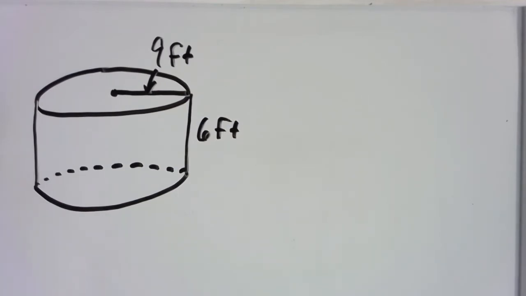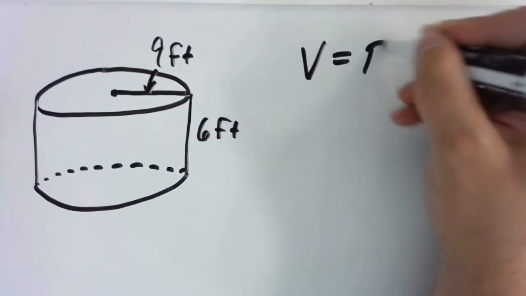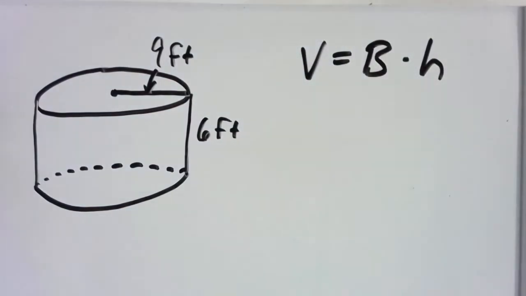And if I need to find the volume of this, the real world reason why I might need the volume is maybe I need to know how much water is going to be in this. Or if I was filling it with, I don't know, a ball pit or something like that. All right, well, just like with prisms, my formula is the same.